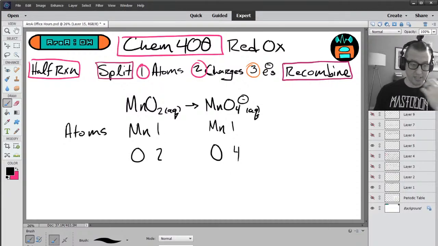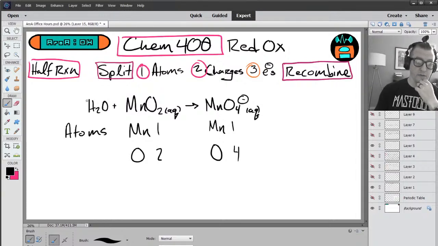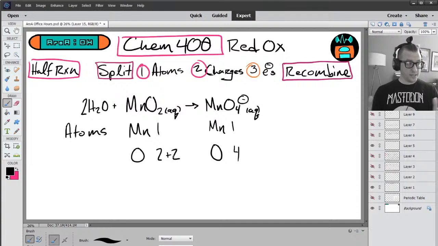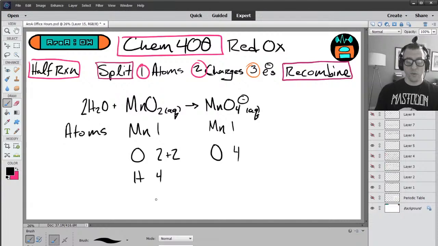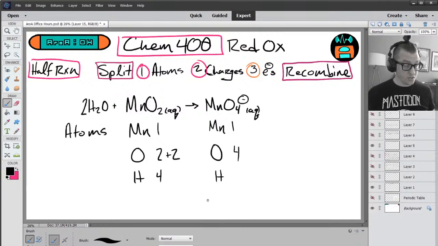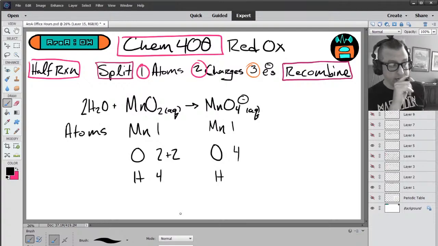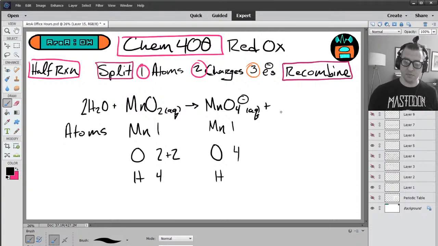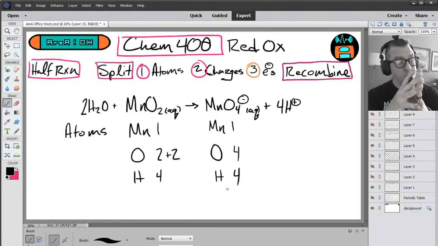Now, we got to balance oxygen. The only way to do it is by adding molecules of water. We need to add 2 of them so that we get a total of 4 oxygens on the reactant side. Now, this introduces 4 hydrogen atoms to the reactant side. Now, when you're in acidic media, what you do is you add H plus. So if this was acidic media, we'd add 4 hydronium ions and we'd be done.